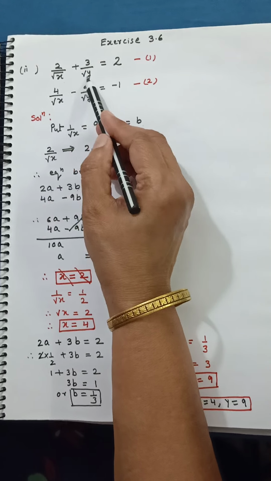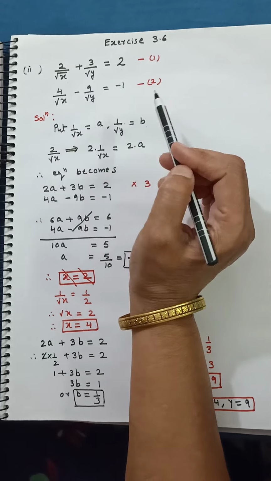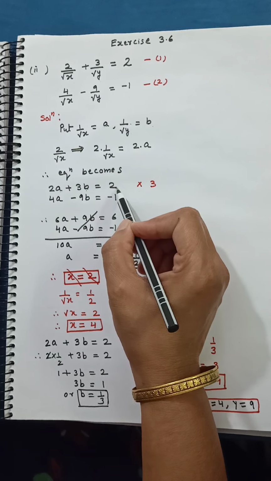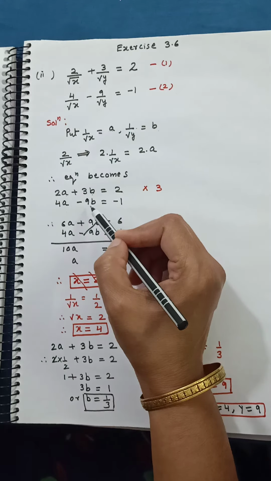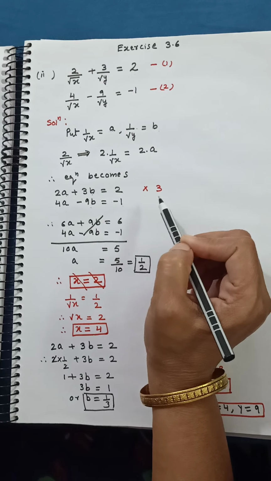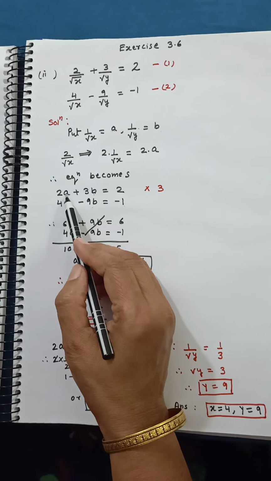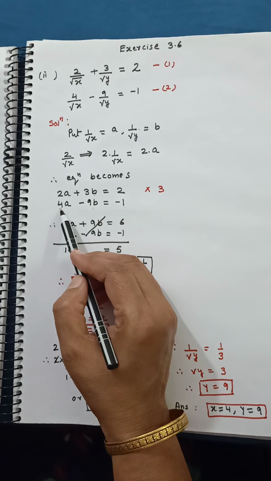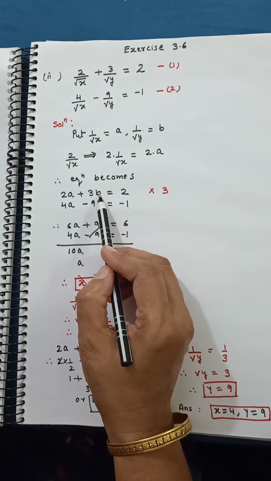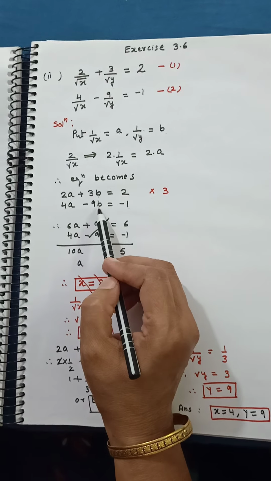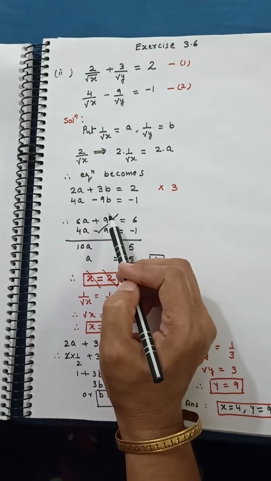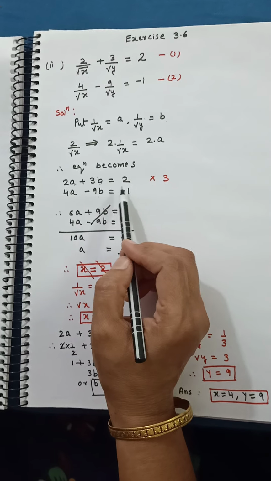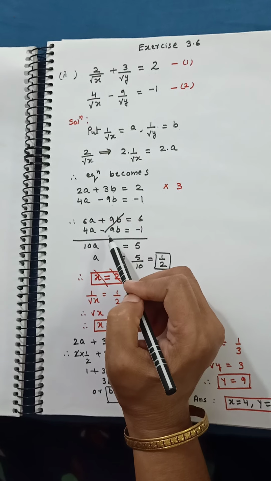So this is 2a plus 3b. Don't write a and b in denominator. It will be in the numerator, is equal to 2. And here 4a minus 9b is equal to minus 1. Coefficient of a is 2, a is 4. It is not equal. Coefficient of b is 3, coefficient of b is minus 9, not equal. So we have to multiply with some number to equate the coefficient.